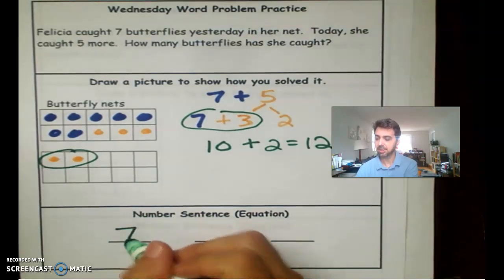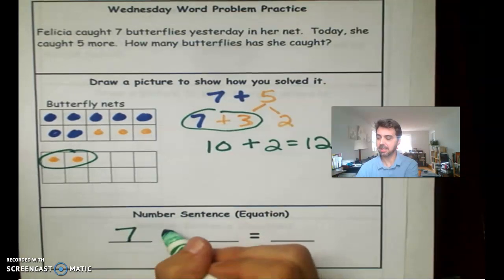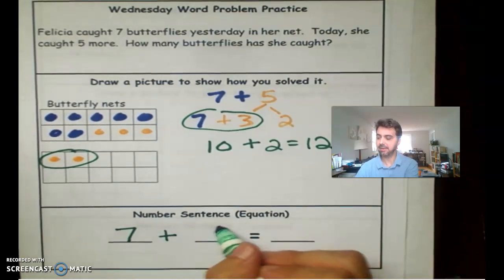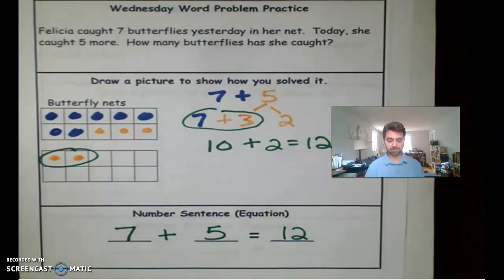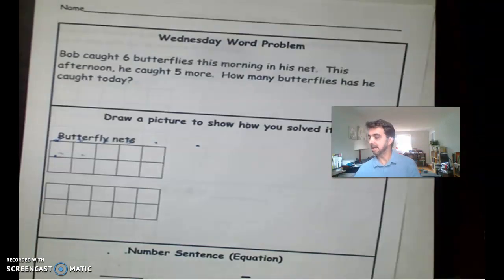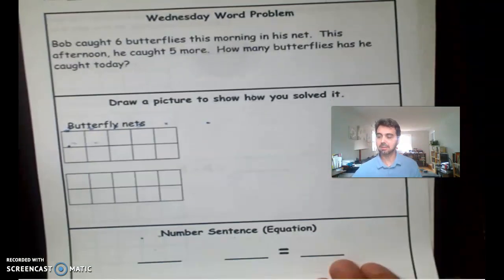Okay? So our equation, or a number sentence, is 7. She caught 7 butterflies yesterday. And then she caught 5 more. And that's the same as 12. Okay? So pause the video if you need to get that down. All right. And then when you're ready, let's move on to the next page.